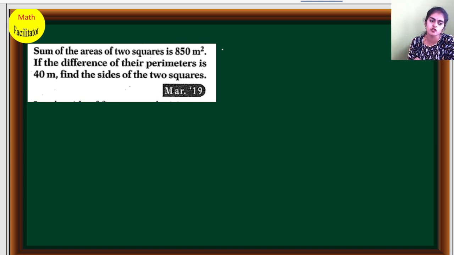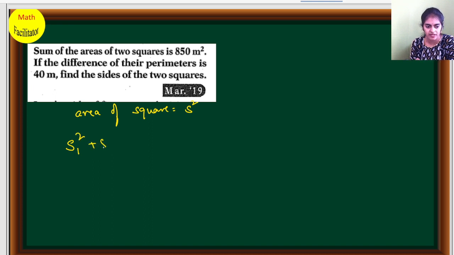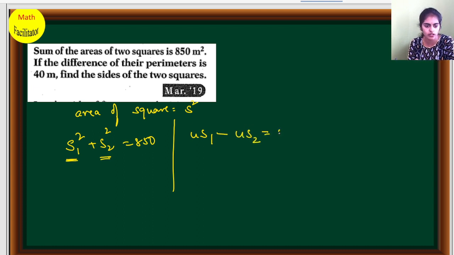Sum of the areas of two squares is 850. Okay. So area of a square is s square. So if I want to find the sum of areas of two squares, let me take it as s1 square plus s2 square. Area of first square I am taking s1, area of second square as s2. Sum of areas of these two is 850. Okay, and difference of the perimeter. Perimeter is 4s. So for the first square I am taking the side as s1. So 4s1 minus 4s2. Difference they are saying. Difference means subtraction. This is equal to 40.